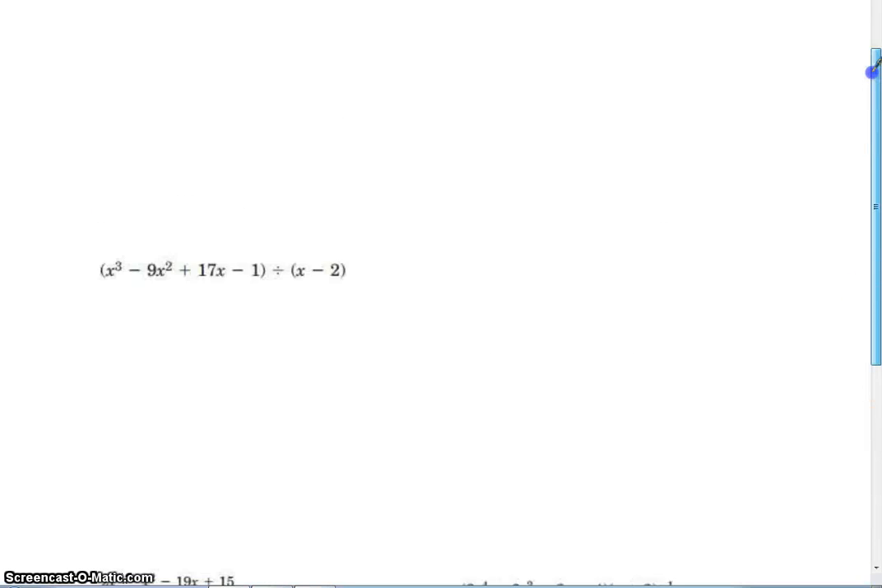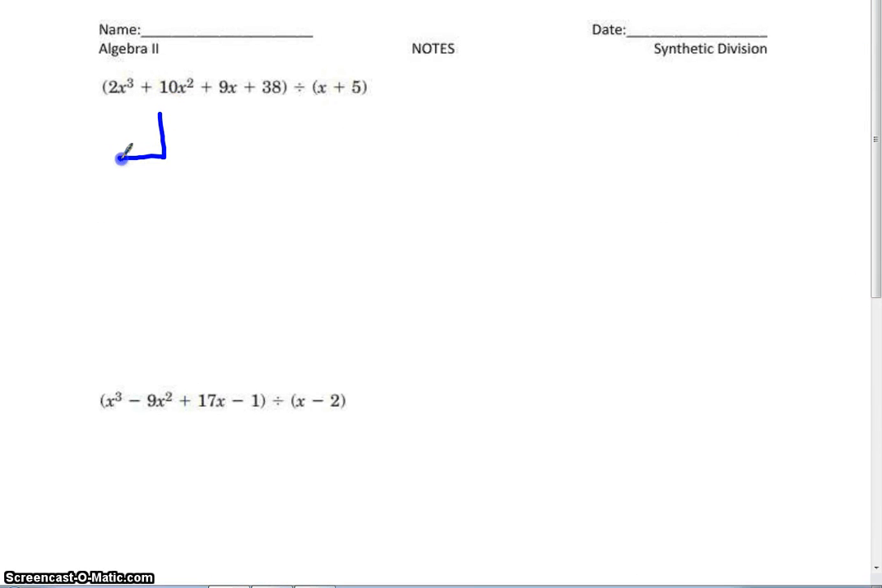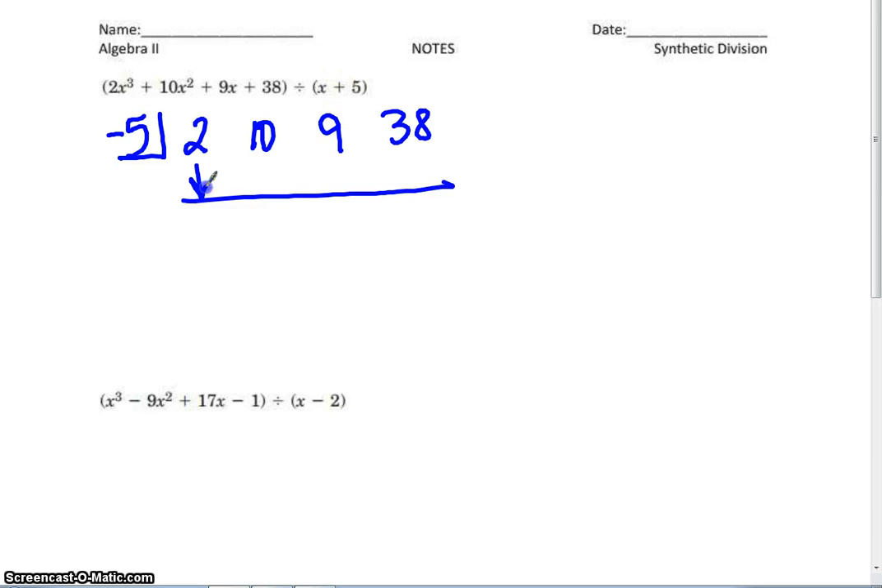Going to the next page. You're going to have a -5 out here. 3, 2, 1, 0, so that's all good. We have 2, 10, 9, 38. Draw a line, bring your 2 down. -5 times 2 is -10. These will combine and give you 0. -5 times 0 is 0. These combine and give you 9. -5 times 9 is -45. 38 minus 45 is going to be a -7.